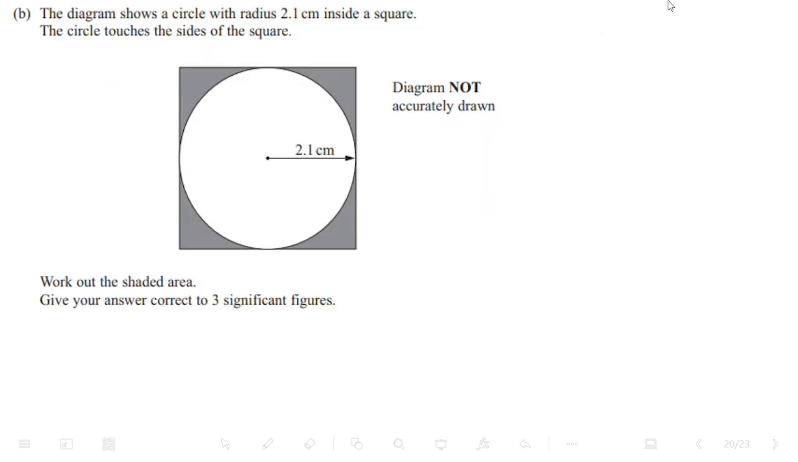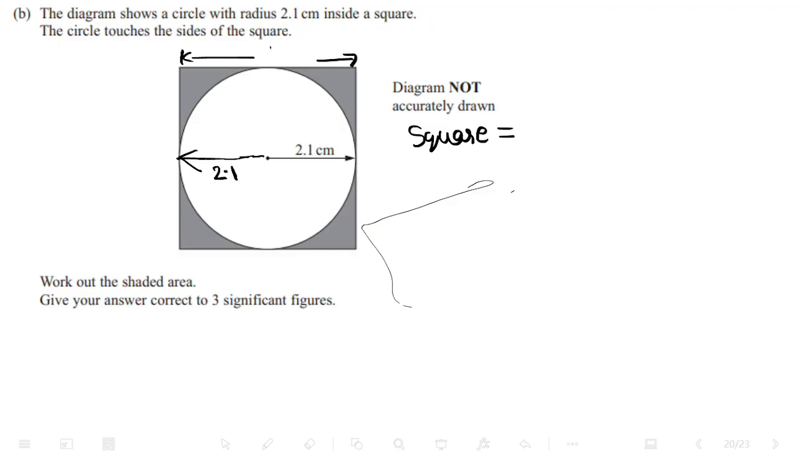Now see what is happening in this part. First of all, we are given a square, as we can see. The diagram shows a circle with a radius of 2.5 inside a square. If the radius is 2.1 on this side, then from the other side there will also be 2.1, right? In this way we can find the side of this square, which is 4.2, right?